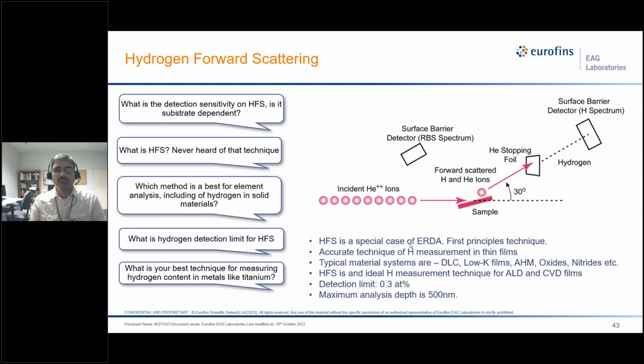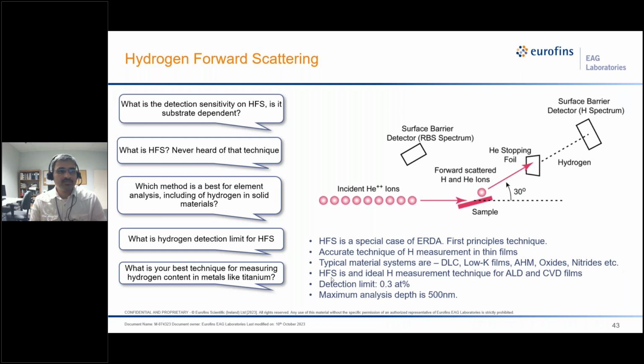So this is an accurate technique for hydrogen measurement in thin films. The typical material systems we encounter on a regular basis are DLC films, low-k films, hard mask films, oxides, nitrides, and so on. All the films that are hydrogen bearing, we can measure.